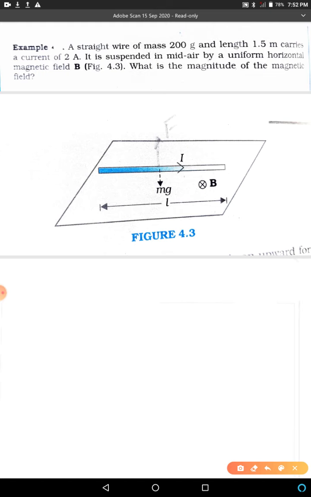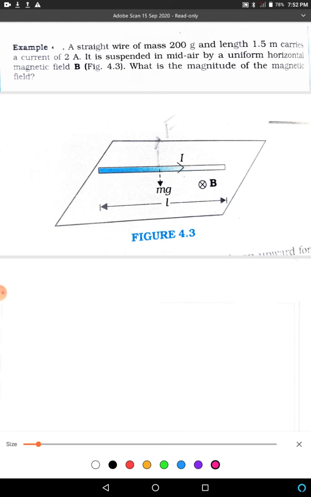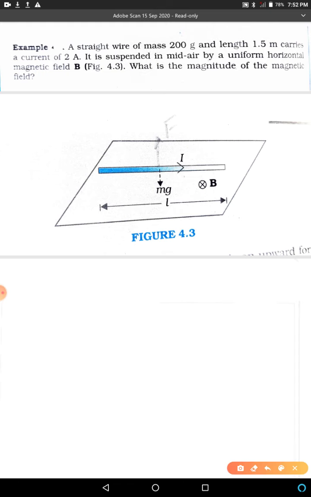This is problem number 4.1 on page number 136, but in your notes you call it problem number 1. So read the problem. A straight wire of mass 200 gram. For writing the notes, you just see the textbook and write the problem. A straight wire of mass 200 grams.